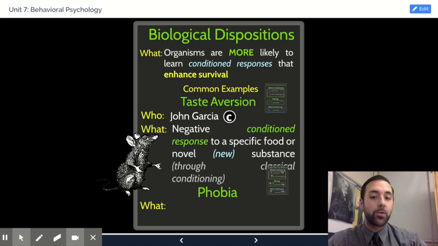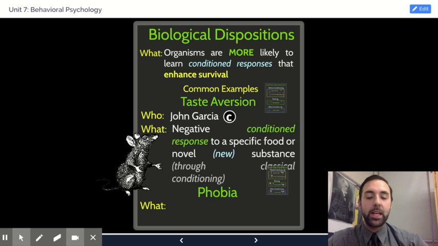The first was studied by contributing psychologist John Garcia. John Garcia, while studying radiation in mice, something sort of unrelated to the topic of classical conditioning, discovered that the mice seemingly learned to avoid foods that produce some type of negative response, specifically nausea and vomiting. What he essentially indicated was that if there is a very clear negative conditioned response, whether it's to a food or to a beverage, organisms, whether it's mice or people, are more likely going to avoid that food going forward. Why? Because avoiding foods that make you sick in some capacity will probably enhance survival.